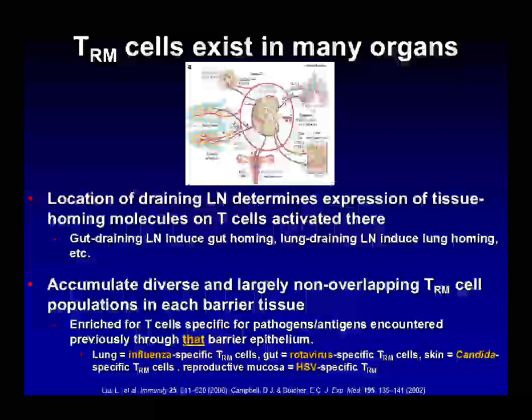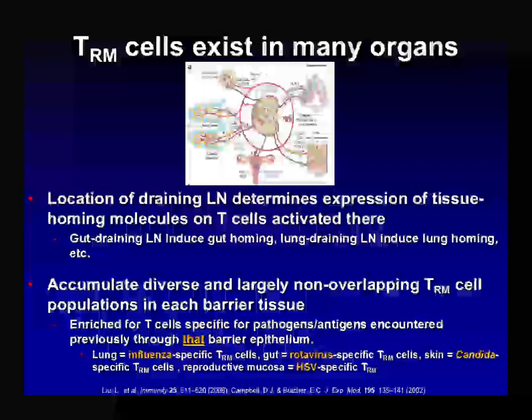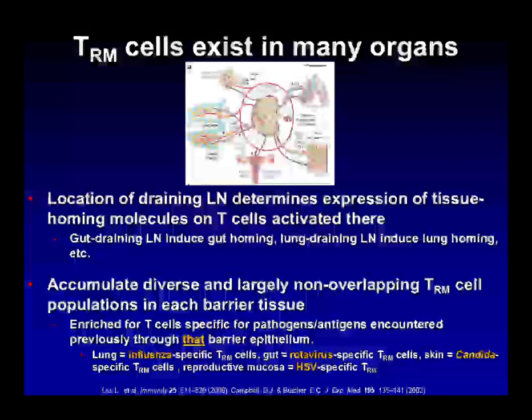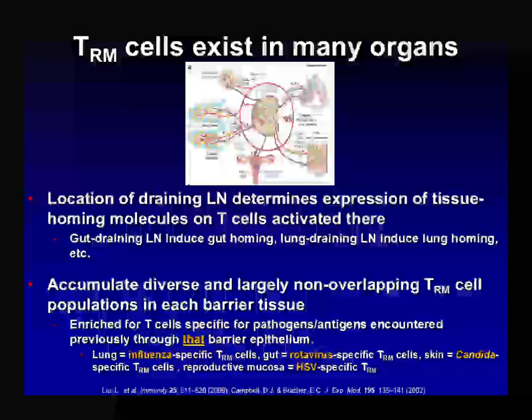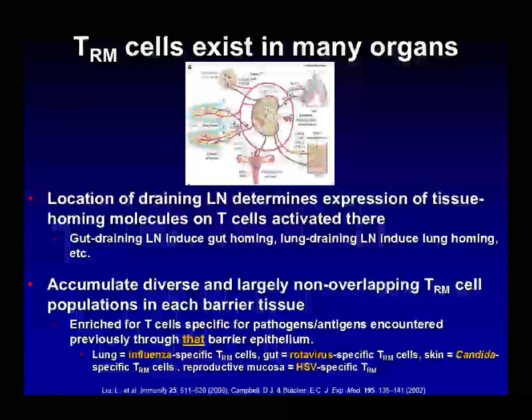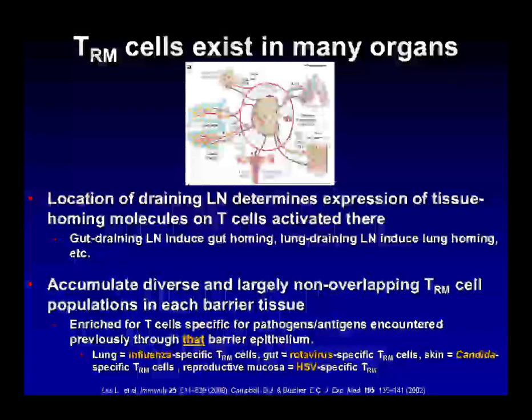For example, if a naive T cell is activated in the gut, then it will induce the production predominantly of gut-homing resident memory T cells. And the result for the host is that they accumulate a very diverse but also largely non-overlapping population of resident memory T cells in each barrier tissue. Each specific population is predominantly composed of memory T cells for antigens that have been known to try to invade that particular epithelial barrier system. Again, a very elegant way to build an armed forces unit for the host.